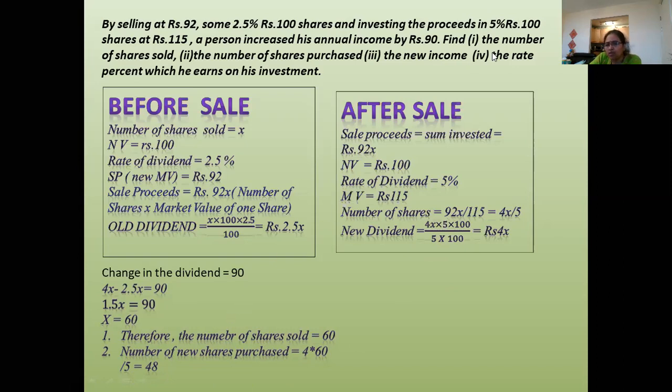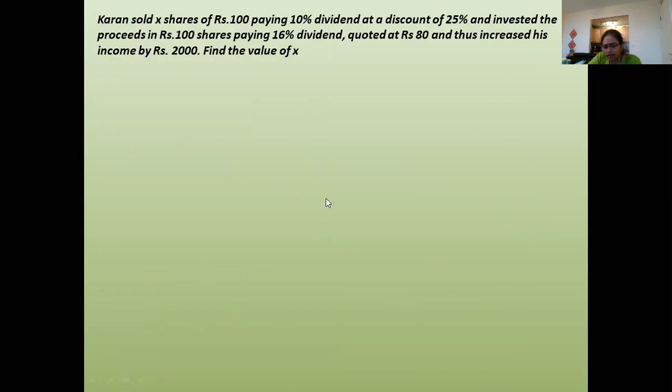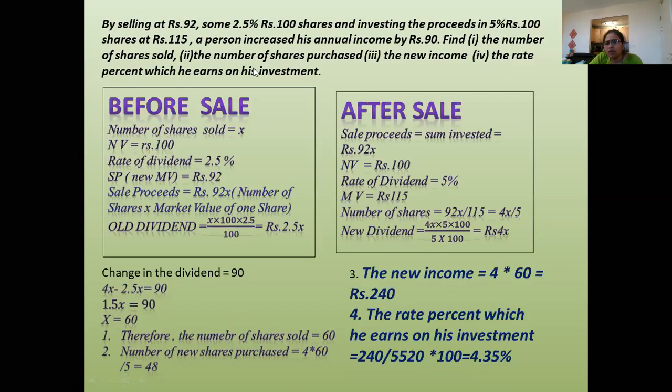You need the new income. What will be the new income for him? The new income is 4x, right? Are you getting it? The new income is 4x. 4x is nothing but 4 into 60, that is 240 will be the new income, right?